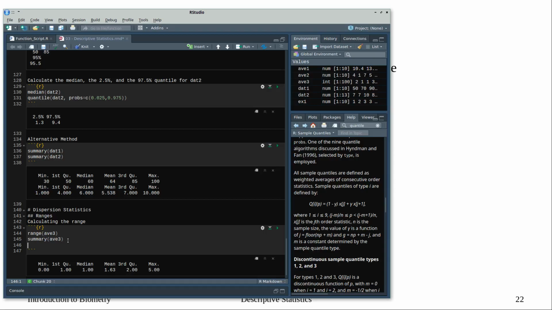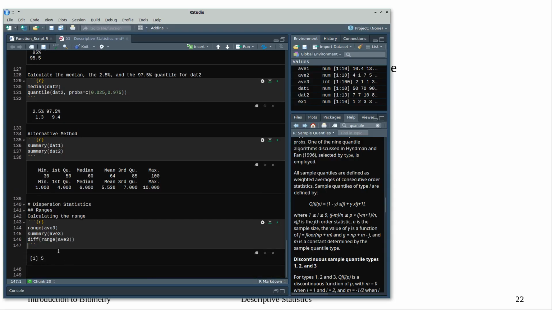What if we wanted to report the actual range, so from 0 to 5? How could we do that? Well, we would use the diff function. So diff on the range of AVE3, and that will return 5. That's the difference between our largest value and our smallest value.